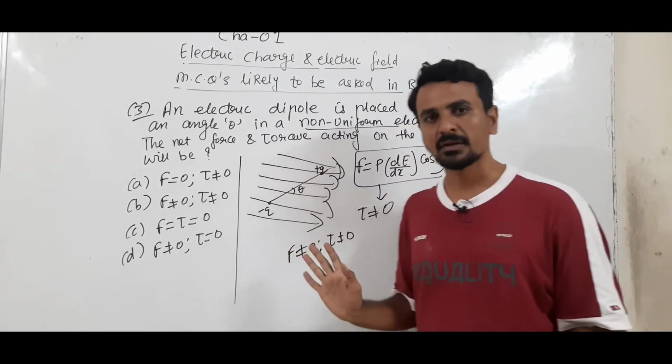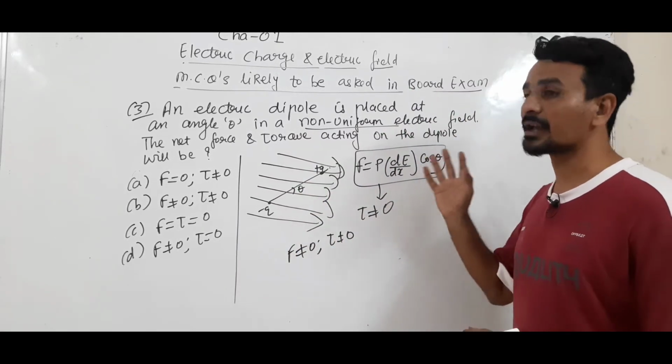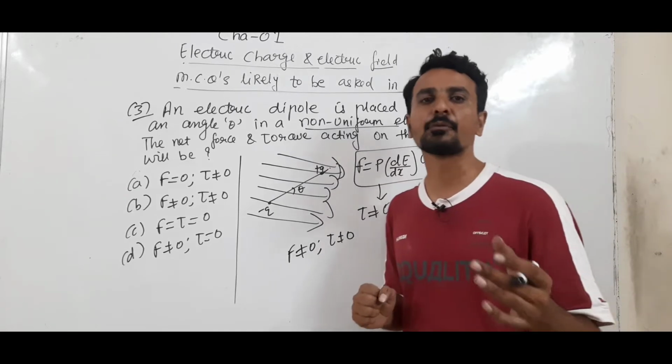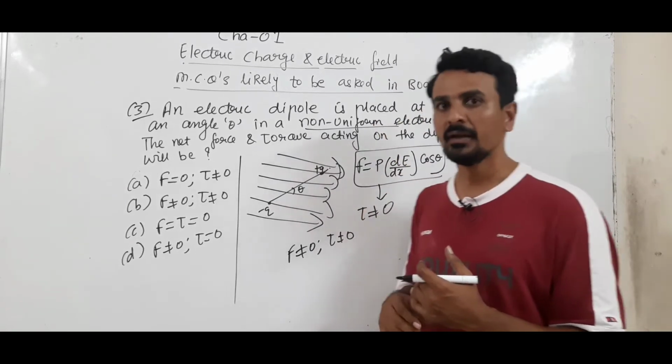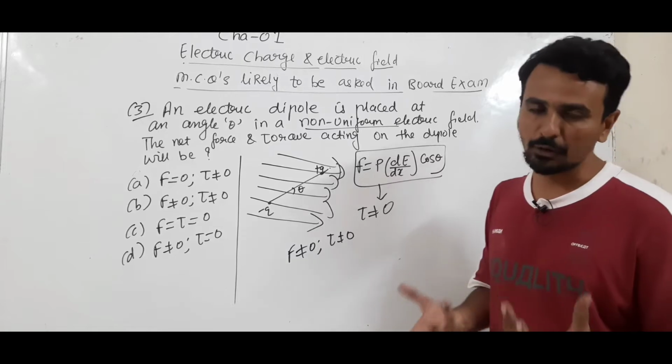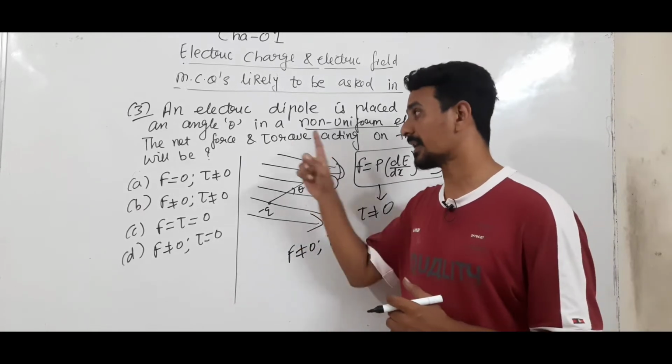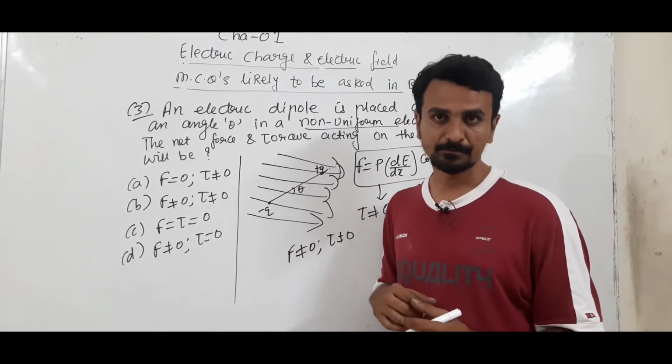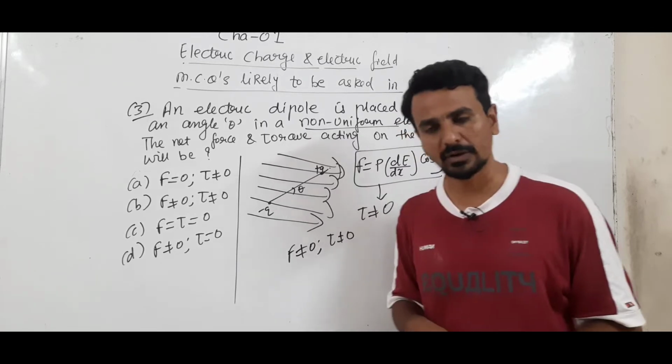But in our question, they have said that it is placed in a non-uniform electric field. So when a dipole is placed in a non-uniform electric field, force and torque both will not be equal to 0, since it is placed at an angle theta. Clear? Okay, next one.